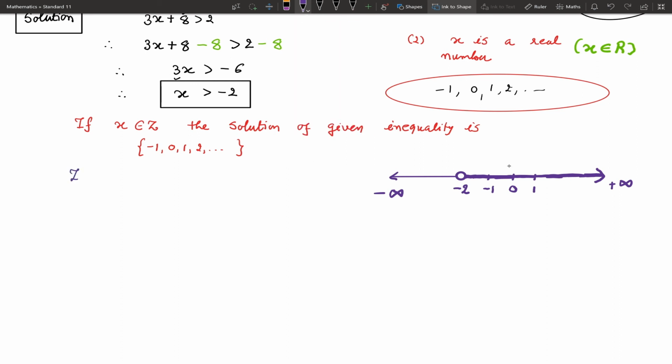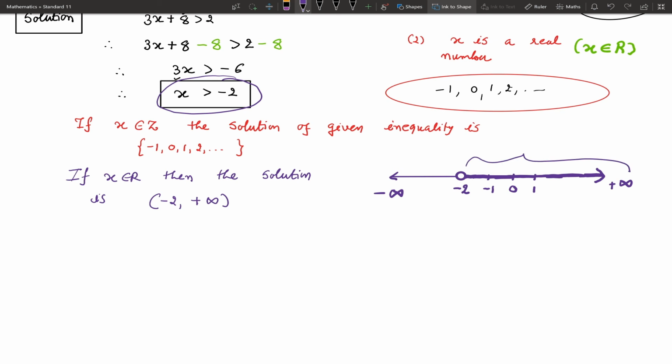So if x belongs to R, all real numbers which are greater than minus 2, the solution is the open interval minus 2 to plus infinity. All real numbers which are greater than minus 2. We take the next example.